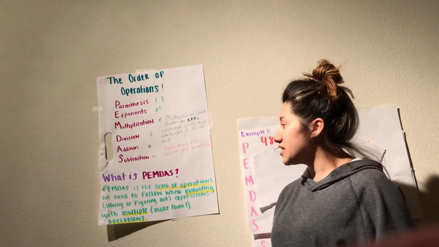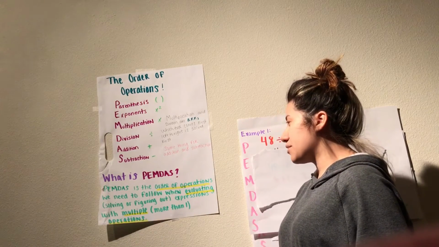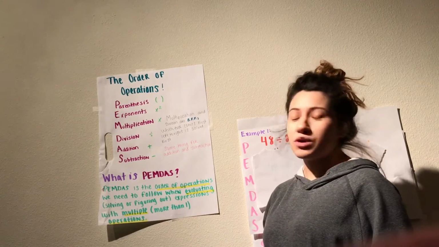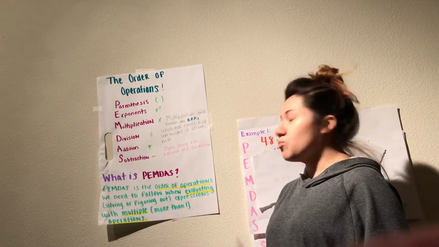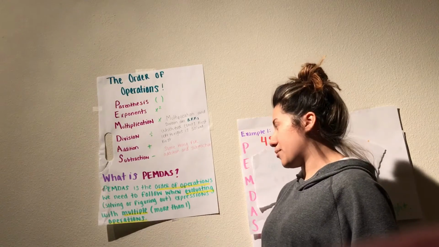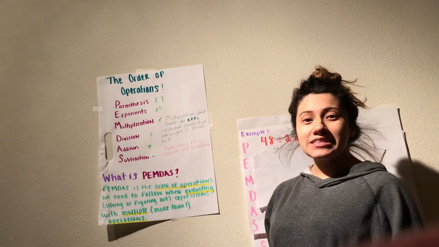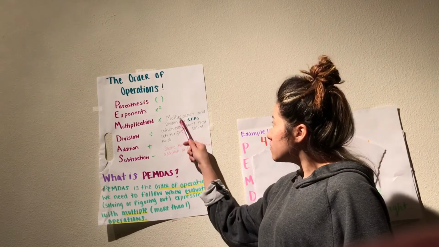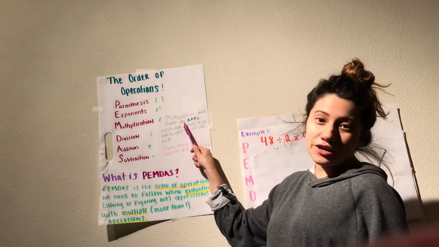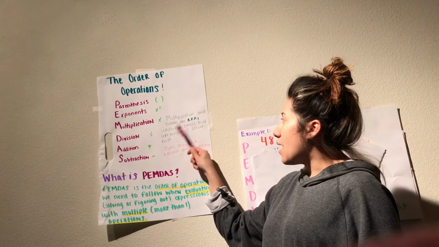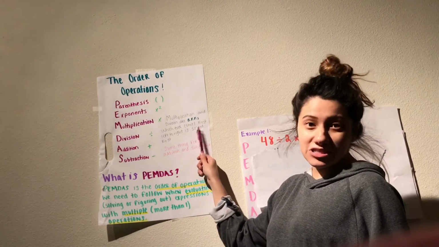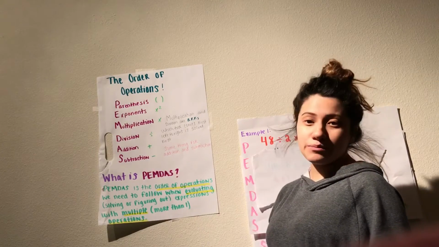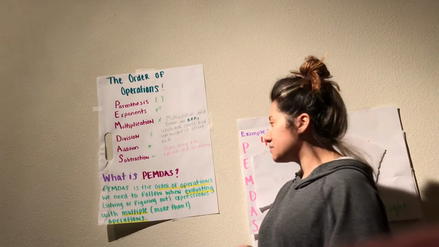Now, what is PEMDAS? PEMDAS is the order of operations we need to follow when evaluating expressions with more than one operation. Some things that we would like to consider when solving with PEMDAS is multiplication and division are like BFFs. Whichever comes first, left to right, is solved first. The same thing with addition and subtraction. Whichever comes first, we go left to right.